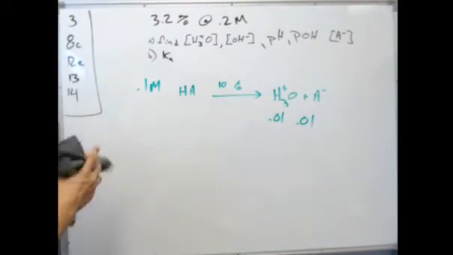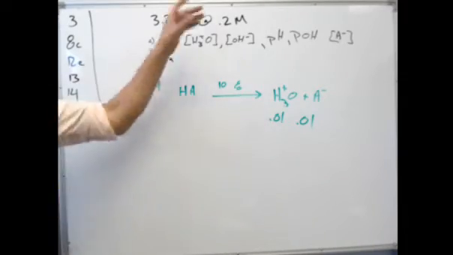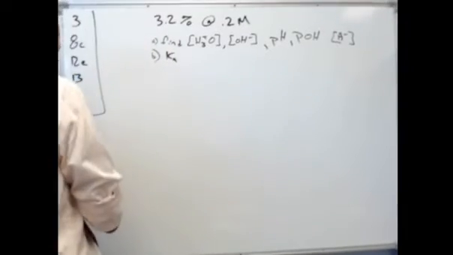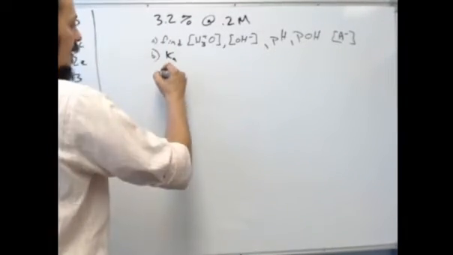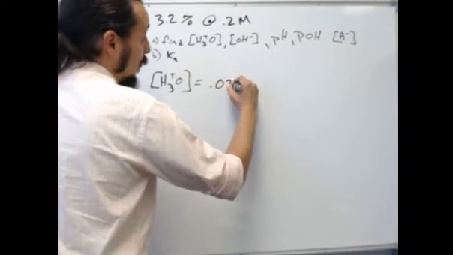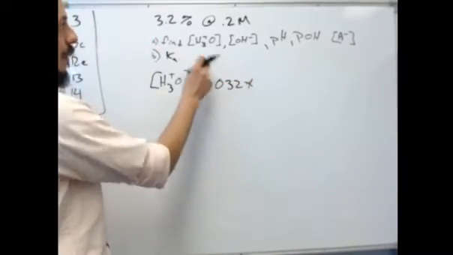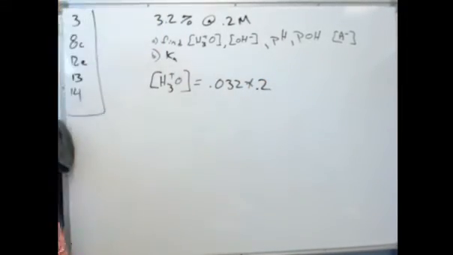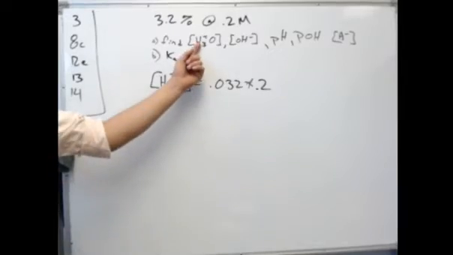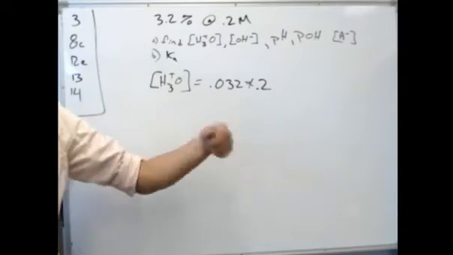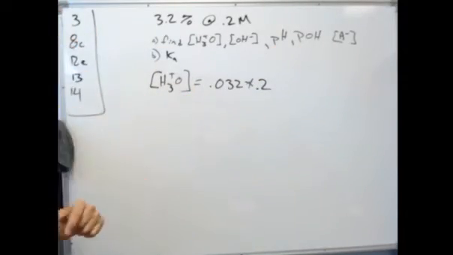So I can look at this and, not setting up an ICE table, just using the definition of dissociation, I can immediately say H3O plus is equal to 0.032. That's my 3.2% times 0.2. That gives you your H3O plus and your A minus. You take the negative log, that's your pH. 14 minus pH gives you your pOH. 10 to the power of negative pOH gives you the OH minus concentration.